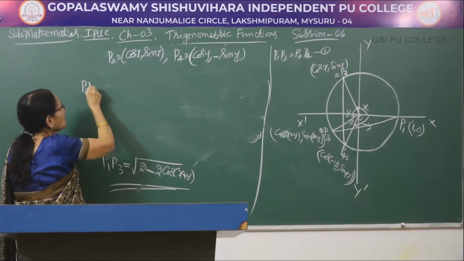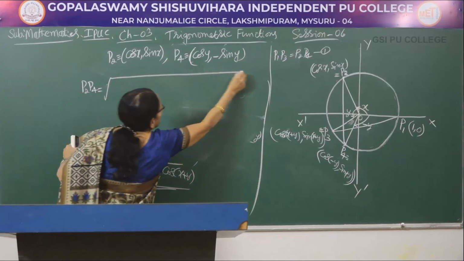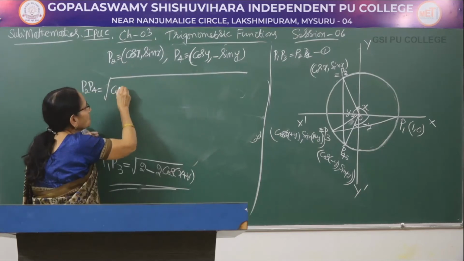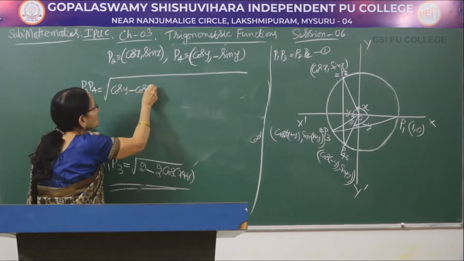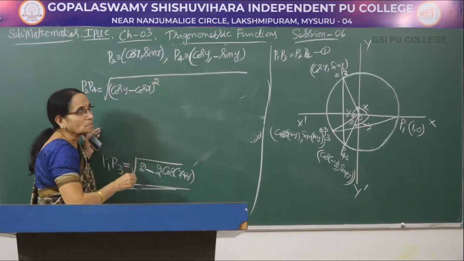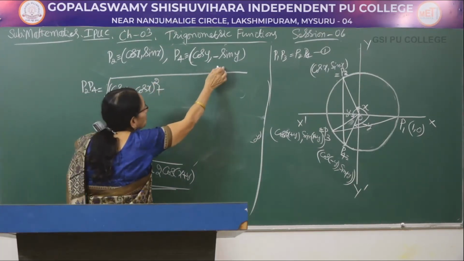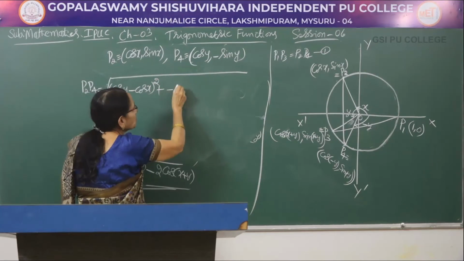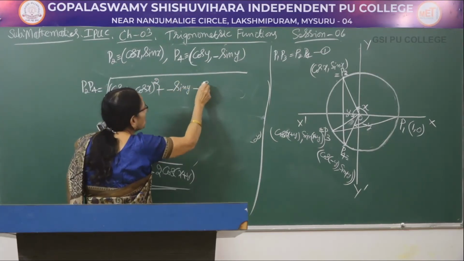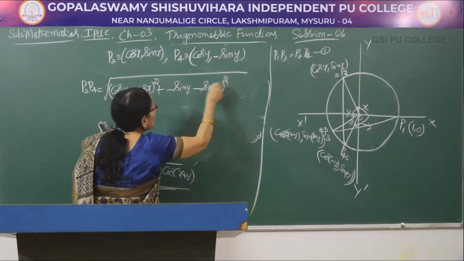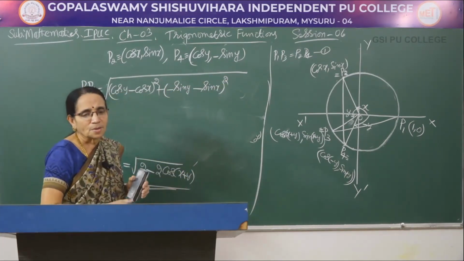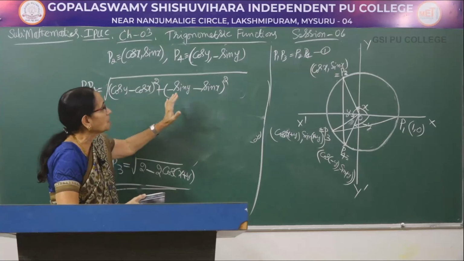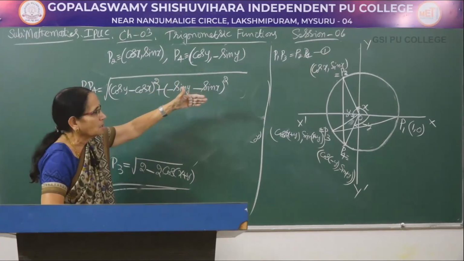Therefore, you write here P2 P4 is equal to square root of x2 minus x1 whole square, that is cos y minus cos x the whole square, plus y2 minus y1 whole square. What is y2 here? Minus sin y minus sin x the whole square.